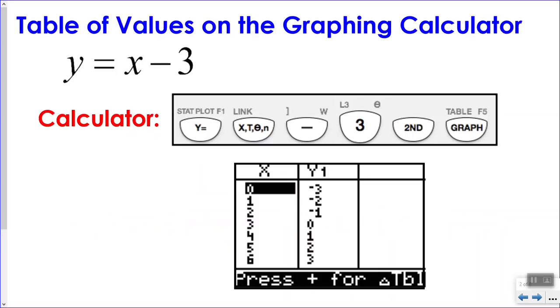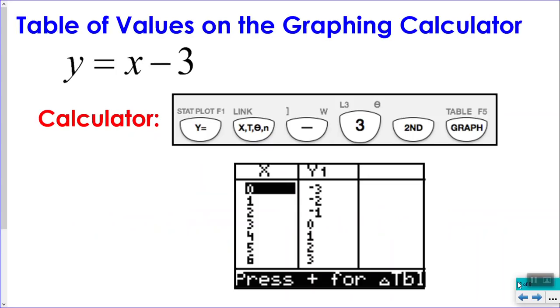In our next unit we'll look at how we can graph linear functions like this one, y equals x minus 3, using what we call a slope and the y-intercept. But until we get to that point, we're going to graph functions using a table of values. And now instead of plugging in x values and doing the calculations by hand to get the y values, we're going to use our calculator to do this.